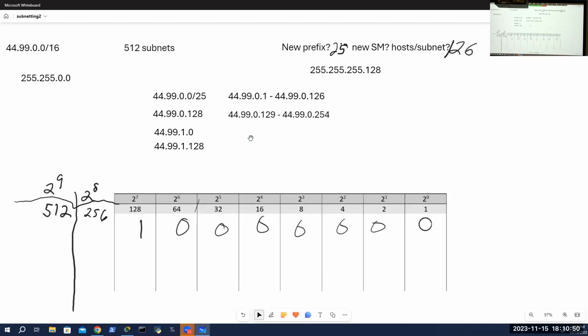And so now you've got your pattern. It's going to be 44.99.1.1 through 44.99.1.126, and then 44.99.1.129 through 44.99.1.254. I'll just put those down to complete the pattern.